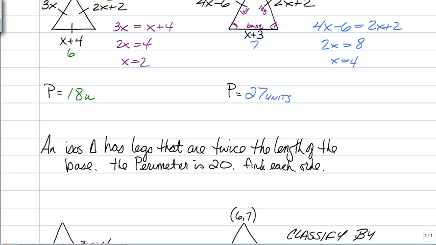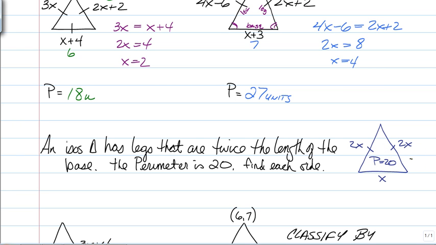So an isosceles triangle has legs that are twice the length of the base, and the perimeter is 20. Find the length of each side. So whenever you're just given a bunch of words about an isosceles triangle, you might want to draw one. And then what it tells you is that the legs are twice the length of the base. So when you are comparing to a certain side, that side becomes x. Since we're comparing to the base, our base is x. Now the legs are twice as long, so those are going to be 2x's. And you were given that the perimeter is 20.